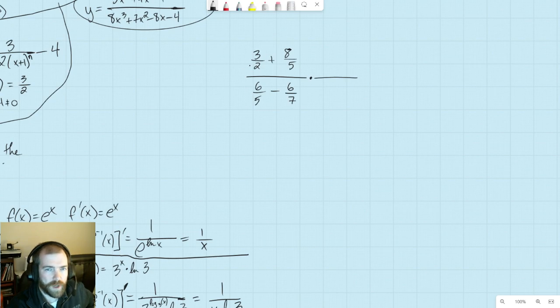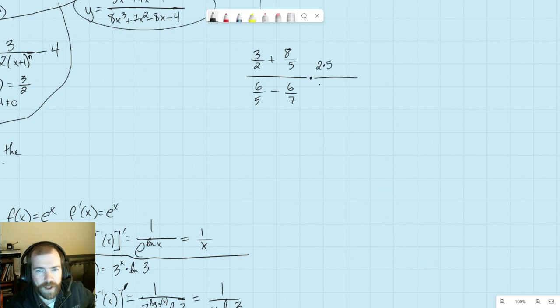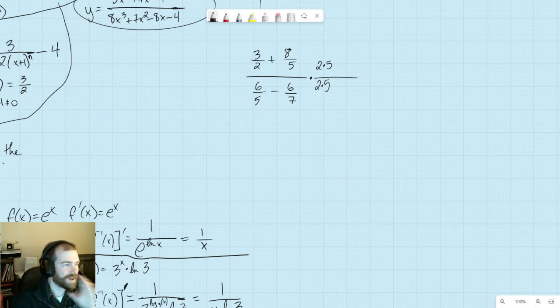So on the top, we need a 2 and a 5 in order to get rid of the fractions entirely. These are both prime numbers, so we need to multiply by a 2 and a 5, and then balance it by doing the same on the bottom. On the bottom, we need to multiply by a 5 and a 7. It's perfectly fine if you want to multiply all 4 of them. You can always do this, but you don't actually need it.